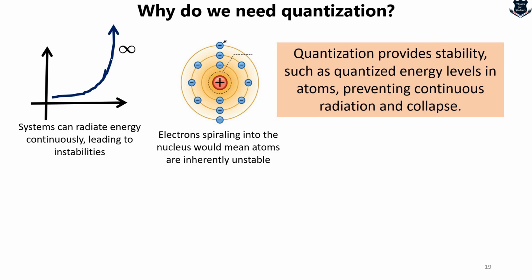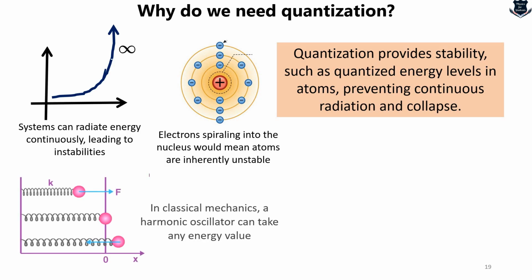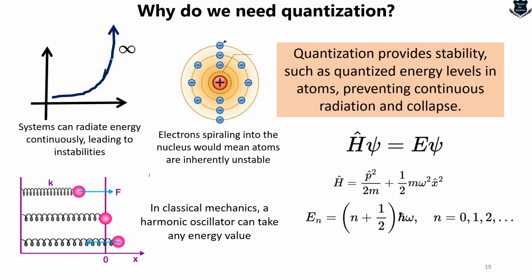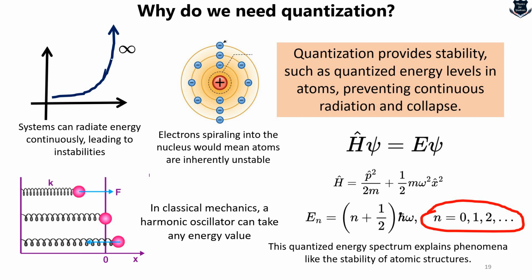Now, in classical mechanics, if we take a harmonic oscillator, we know that it can in general take any energy value. But remember, in quantum mechanics, quantizing the system is done by using the Schrödinger equation, where this Hamiltonian H is equal to this, and this gives a lot of discrete eigenvalues. And these discrete eigenvalues are actually the quantized energy spectrum. They behave like the stability of atomic structures, where electrons occupy discrete energy levels.